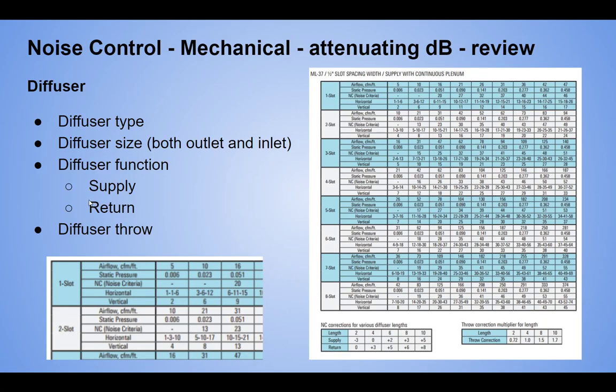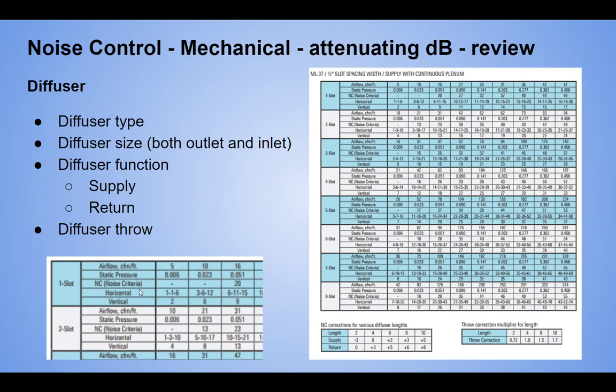And then we've got the diffusers. We've got type, size, function, whether it's supply or return, and then what the throw is. So the type, if it's a slot diffuser, everybody likes to put slot diffusers around the side of their room. Well, now you've got to throw across the room. If you have to throw across the room, you have to increase the speed of your air, how fast it's moving, so that throw will work. So if you're looking at a cut sheet here, it's airflow, static pressure, NC. It's horizontal throw, and then it's vertical.